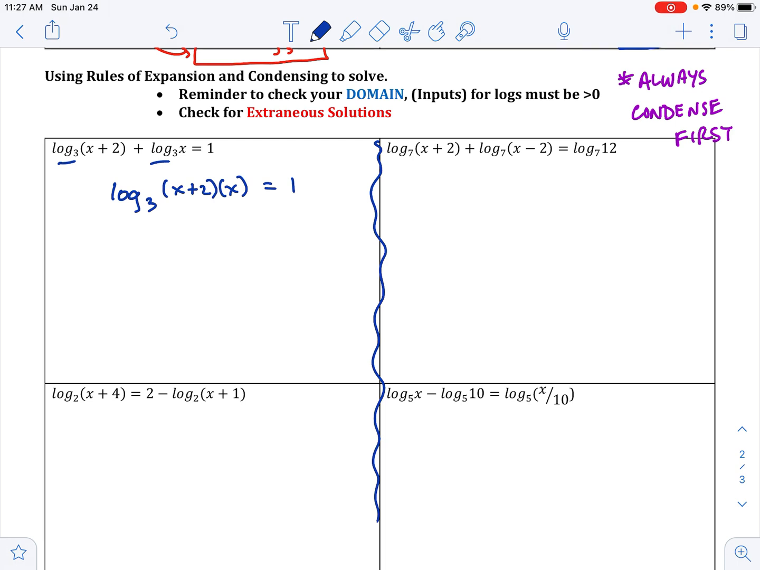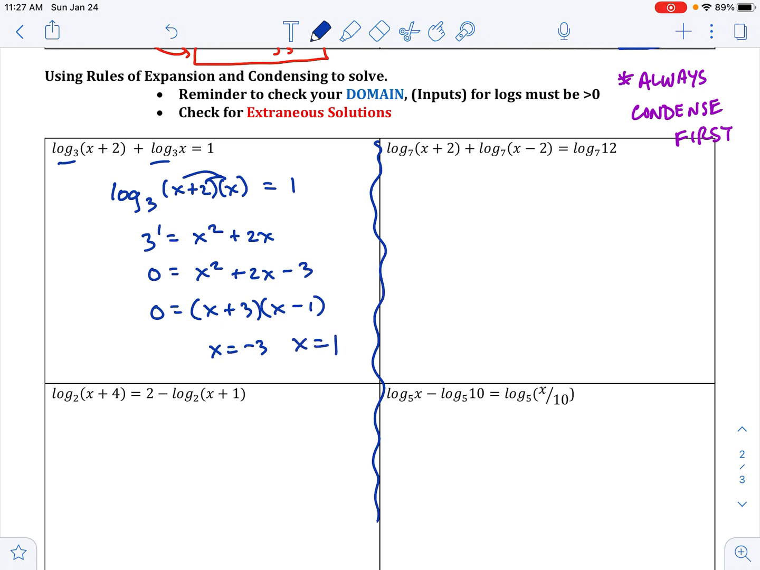All right, once you get it into log form, you got to be thinking about converting it into exponential. So therefore, I got a 3 to the 1 is equal to, and I'm just going to go ahead and distribute this here, x squared plus 2x. All right, we just did a bunch of factoring questions, so I should be thinking the same concept. So 0 equals x squared plus 2x and then minus 3. And then from here, 0 equals x plus 3 times x minus 1. After that, I get x equal to negative 3, x equal to 1.